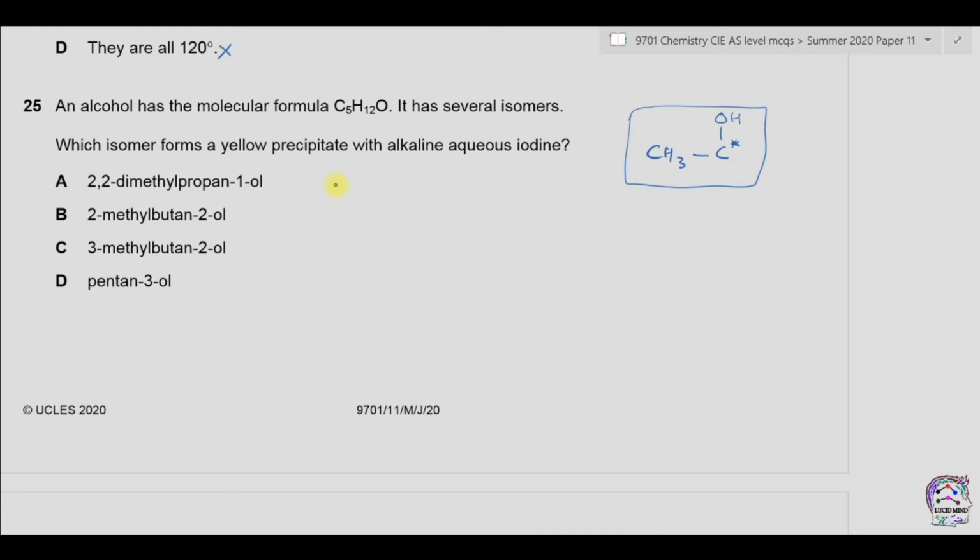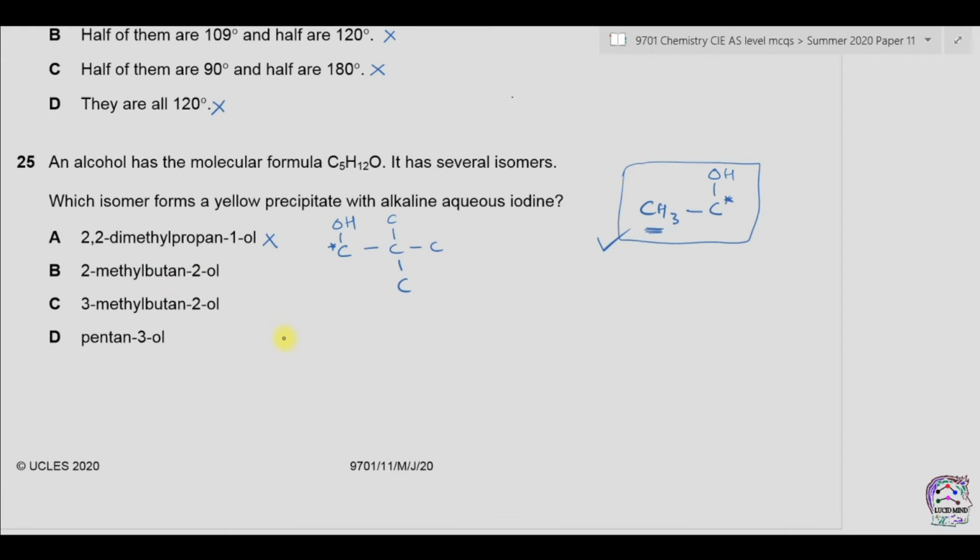The structure of 2,2-dimethyl-propane 1-ol will be like this. We have propane. On first carbon we have alcohol group. On second carbon we have methyl and again methyl group. So this is 2,2-dimethyl-propane 1-ol. Now you can see there is no methyl group attached with this carbon atom as was in this case. So this cannot give a yellow precipitate.